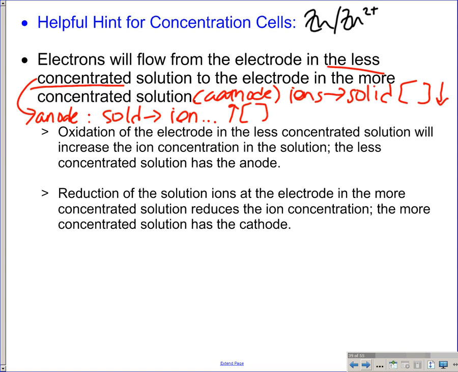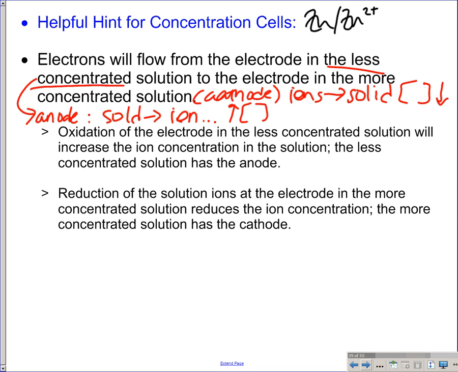If they're equal, they're at equilibrium, and the E cell is 0. It's dead. The battery's dead. Okay, but right now, we're going to assume that they're not at equilibrium yet. We're going to explain what happens, and then calculate the E cell of this original situation.